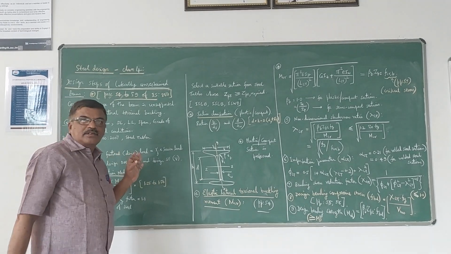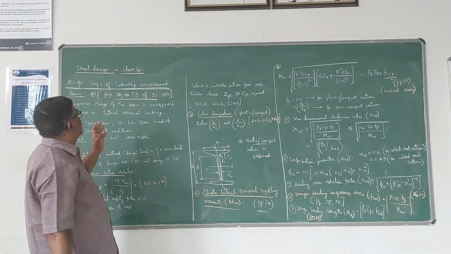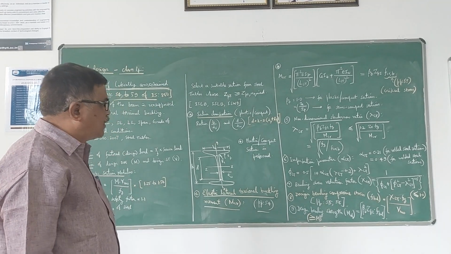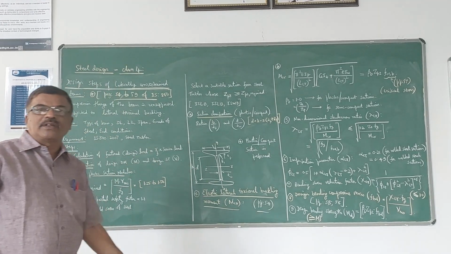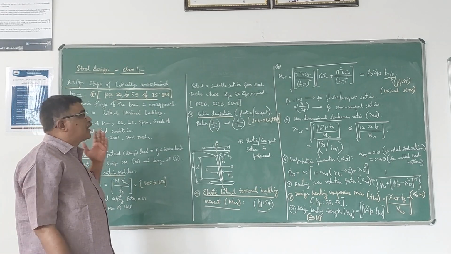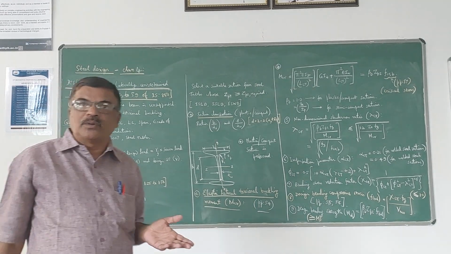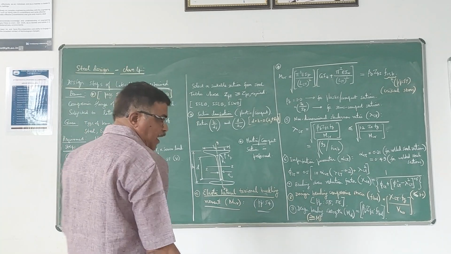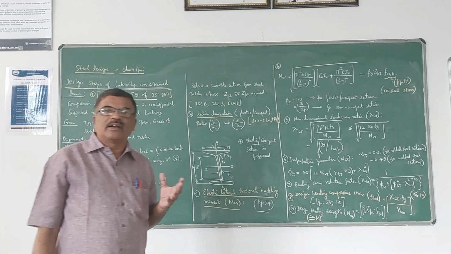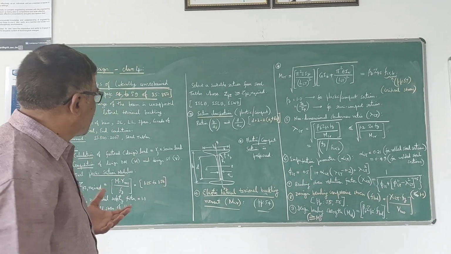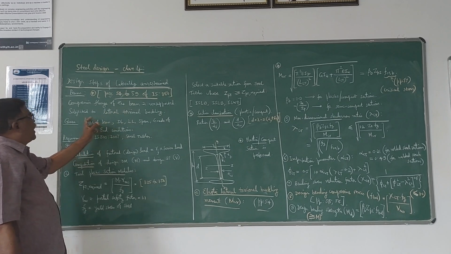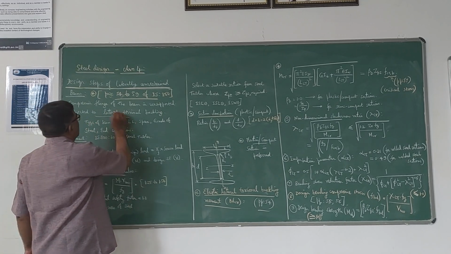In this class, we will discuss the design steps of laterally unrestrained and unsupported beams. In the earlier classes, we have seen that laterally unrestrained beams are subjected to torsional buckling. Both lateral buckling as well as twisting will be there in that case, because the compression flange of the beam is unsupported and it is subjected to lateral torsional buckling.